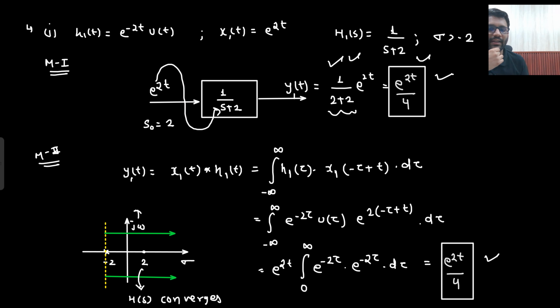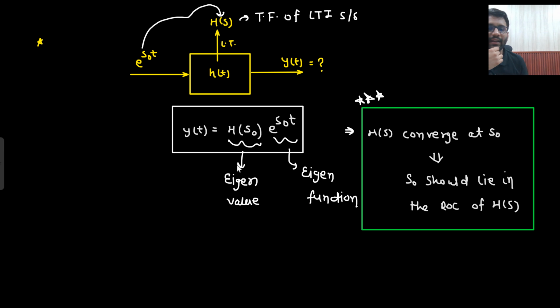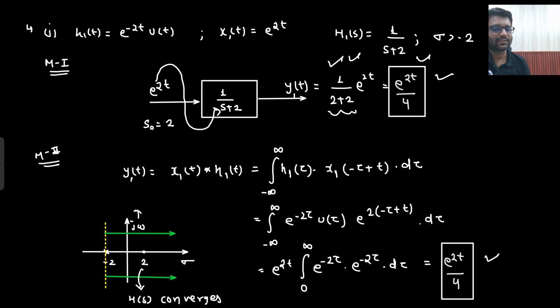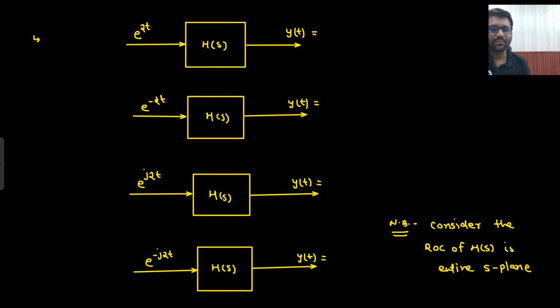The conclusion was written here only: that s naught value you can put, but H of s should be converging at s equals s naught. Or you can say s naught should lie in the region of convergence of H of s. Is that clear to you? Let's see some more questions and then we will do more discussion.